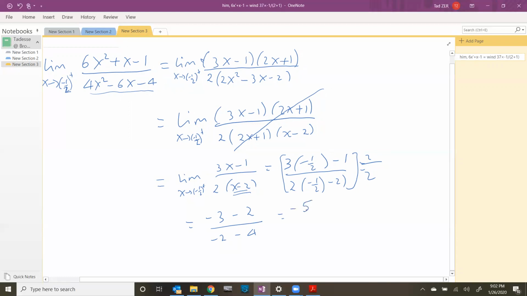So this is negative 5 over negative 6. The negatives cancel out. So the answer will be what? 5 over 6.